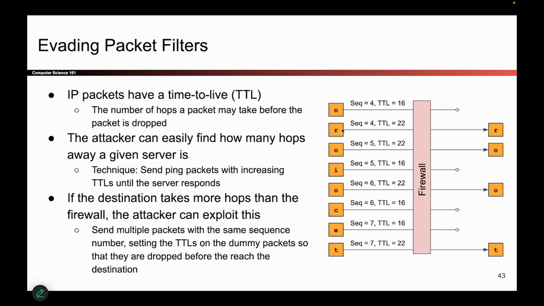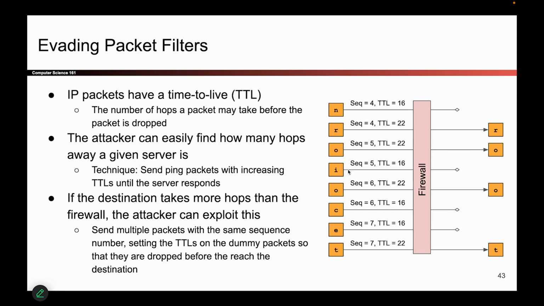It sees N, and it also sees R, and they're both numbered 4. So the firewall's a little bit confused. It's not sure what's going on. But this packet R will reach the destination because TTL 22 is enough hops to reach the server. Then we'll send O with sequence number 5 with TTL 22. That's going to reach the server. And maybe you see where this is going.